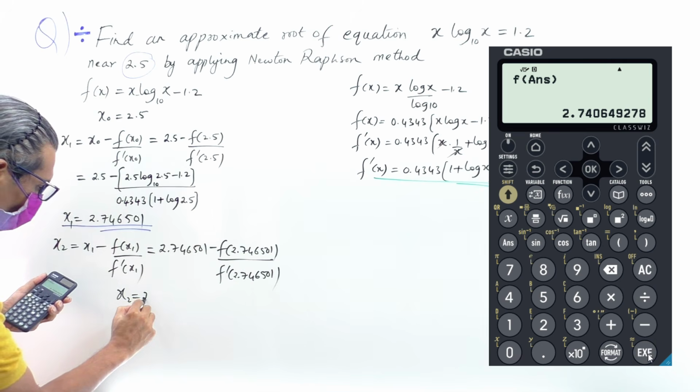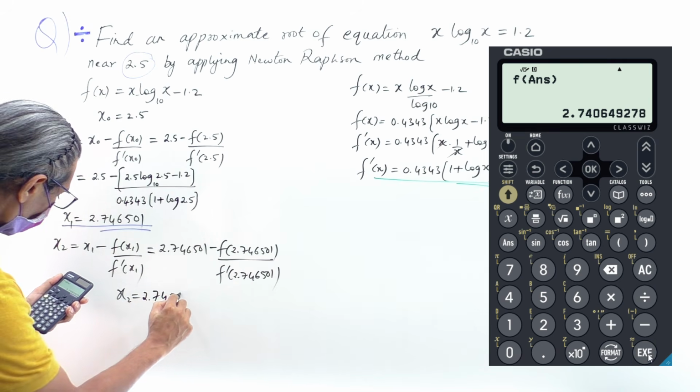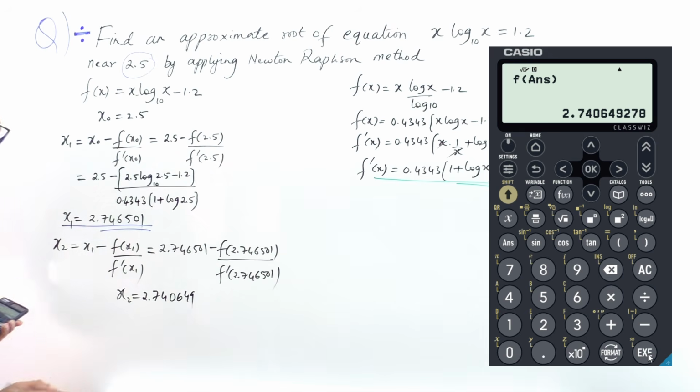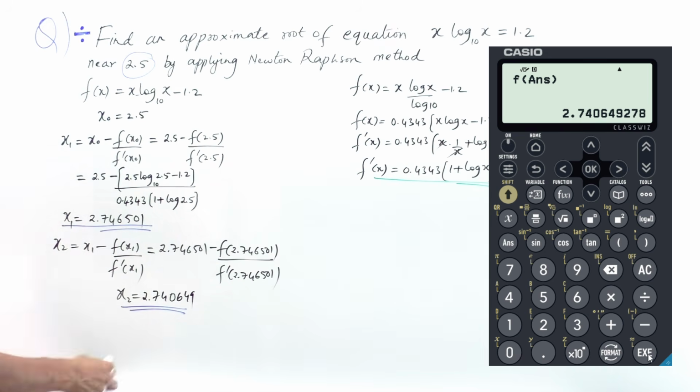2.740649. Okay, this is x2. So at least 3 iterations. See, the answer is coming the same as it is, so you can stop here also. That's the answer, because the rules are the same. Now we'll do one more iteration check.